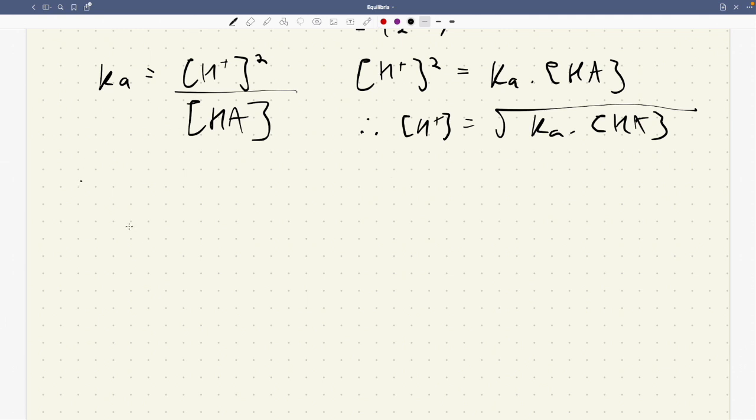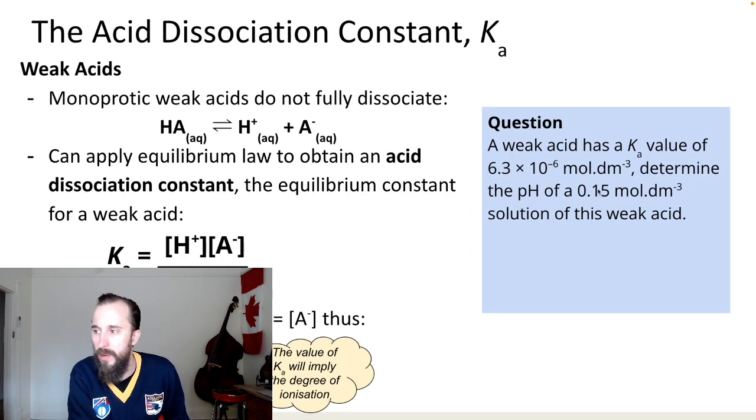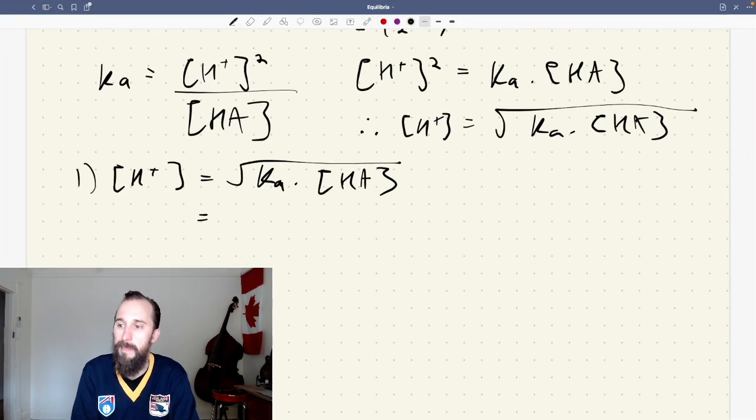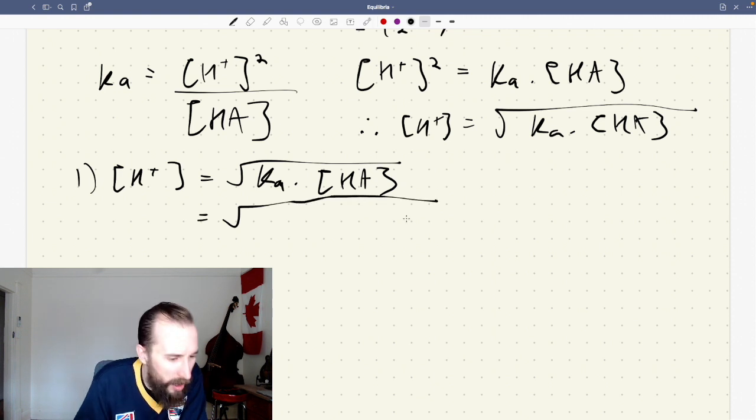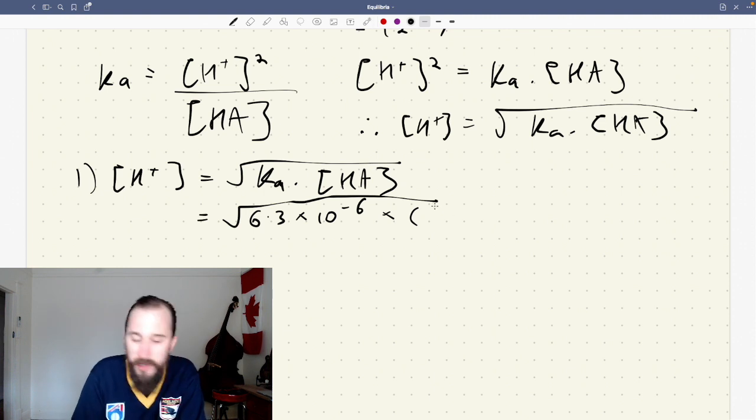So look, we have our question and we've already rearranged our equation. We want to get the concentration of H plus because we were given the Ka value and the concentration of our weak acid. I rearranged it up there. Our value for Ka was given there, our concentration was given there. Let's plug and play and get some square roots of all that. So 6.3 times 10 to the minus 6 was our Ka value, multiplied by HA, which was 0.15.